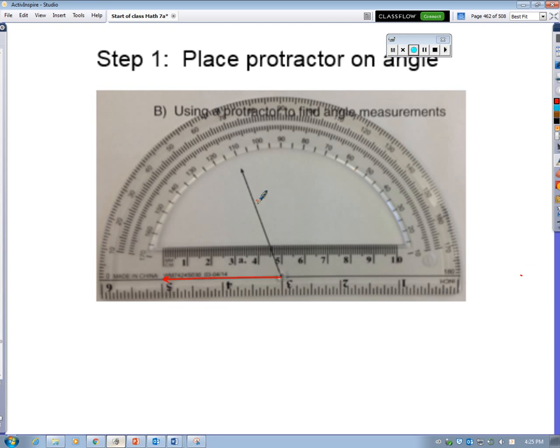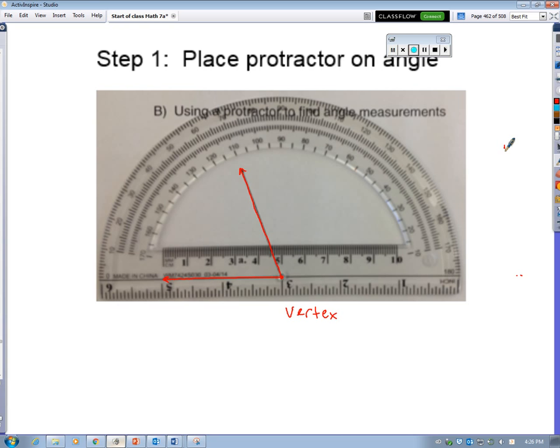We could have gone with this side, but since this side was already flat and it makes our protractor nice and even, we're going to use that. So we line it up on this side, and then we put the vertex. The vertex is just the spot where the two lines come together to form the angle. The vertex goes right in the middle, and there's a hole in your protractor to place the vertex on, and it goes right there. And then we got this line that is pointing to the angle measurement.